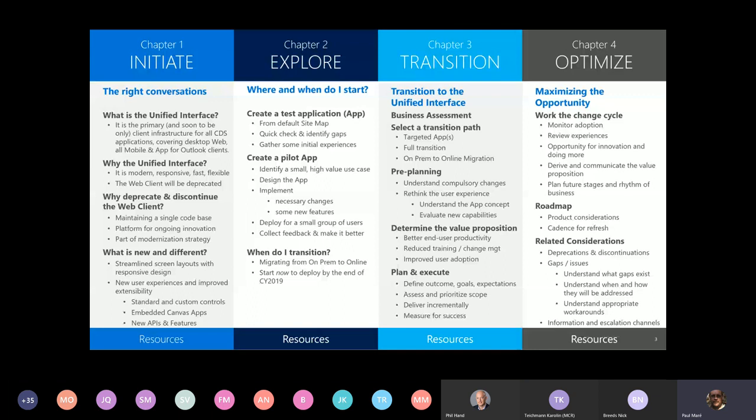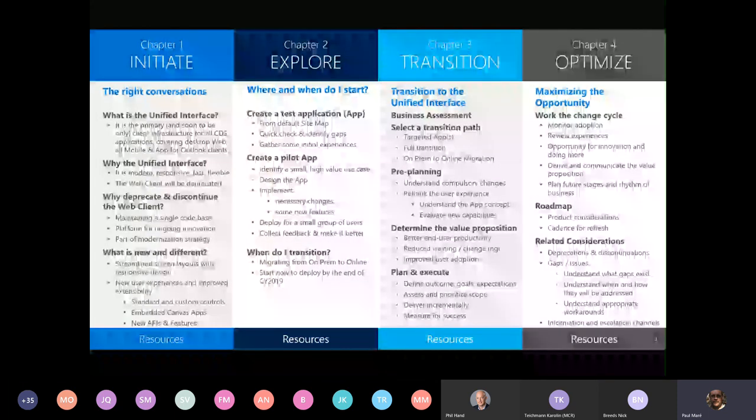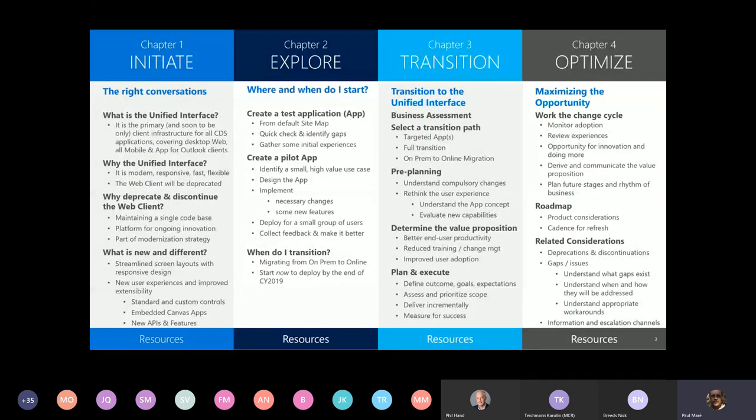That is impacted by the product roadmap, so we need to consider a few product considerations. There's the cadence of regular refresh, regular releases coming through. How do you work that into the rhythm of your business? Then we have some related considerations. There are always, in a big product like Dynamics 365 for customer engagement, some deprecations, some discontinuations of functionality, and we need to understand those. What gaps and issues does that present us with? How do we deal with those? How do we move forward? And where can you get more information, and where can you escalate to if you get stuck? That really would conclude our story for today.